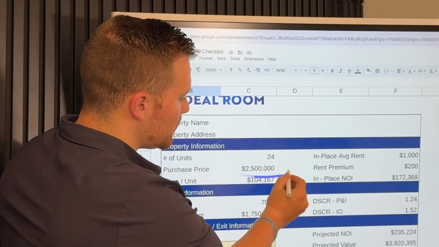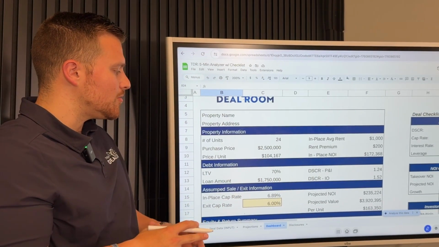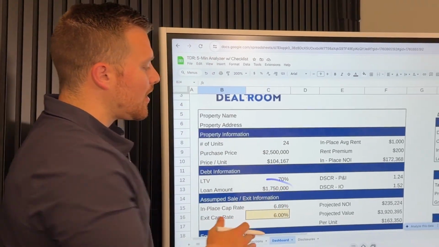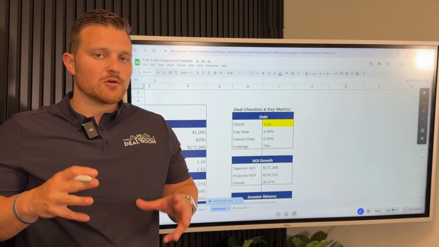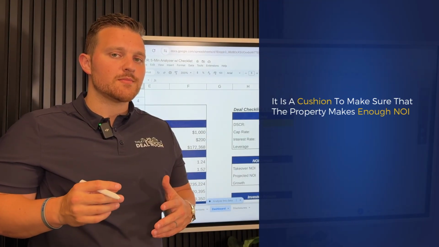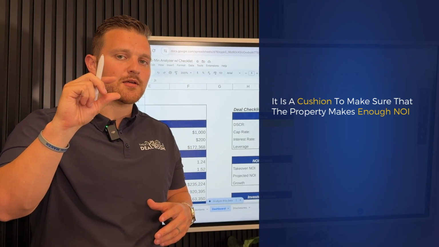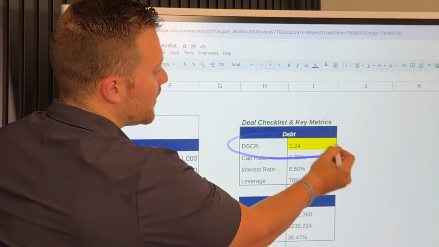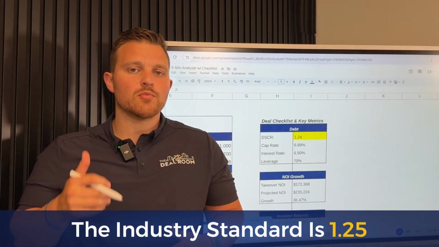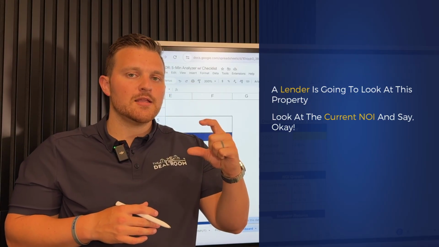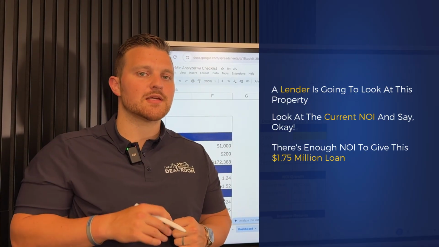So again, we're paying $2.5 million for the property. We're trying to put a 70% loan on it, meaning a $1.75 million loan. How do we know if we can qualify for this loan? What the lender is going to do is lend on what's called DSCR, or debt service coverage ratio. All it is is a cushion to make sure that the property makes enough NOI to cover the mortgage payments that they're going to lend on. In this case, the DSCR is 1.24. The industry standard is 1.25. So a lender is going to look at this property, look at the current NOI, and say, okay, there's enough NOI to give this $1.75 million loan.